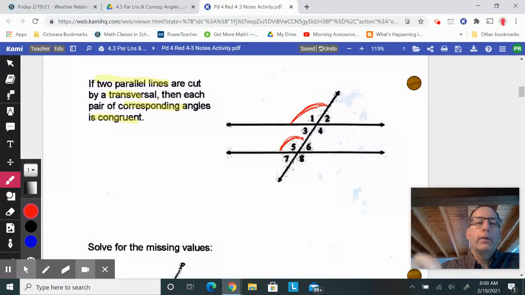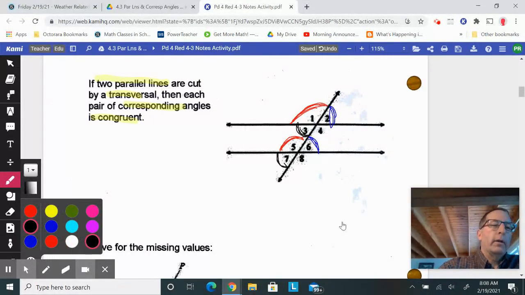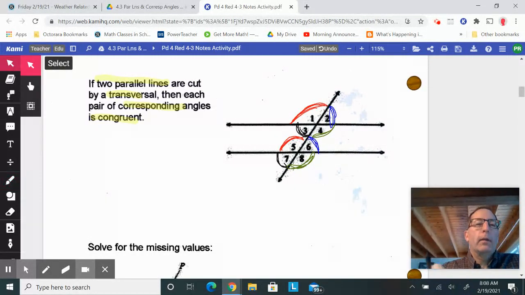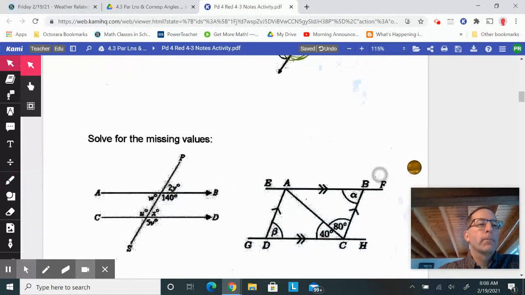So use the same color. I'm going to pick red for that. Now I'll choose another color. So angle 2 in that intersection corresponds to angle 6 here. They'd be the same measure. Then we have angle 3 corresponds to angle 7. And then we could choose another color. We could say angle 8 corresponds to angle 4. So hopefully you get the idea of corresponding angles. And since the lines are parallel, they're going to have the same measure.